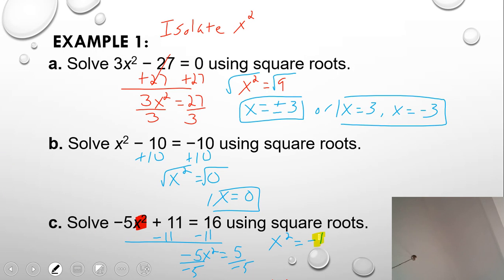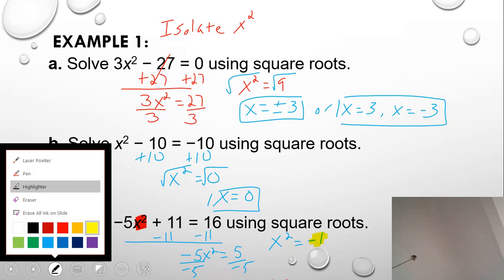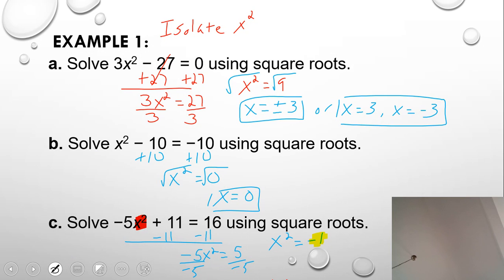This is an issue because nothing squared could be equal to a negative number. So when you have x squared equal to a negative number, that's your cue that there is no real solution. Let me throw the word real in there, because like I said, there are imaginary solutions here. So x squared can never be equal to a negative. When that occurs, there is no real solution.